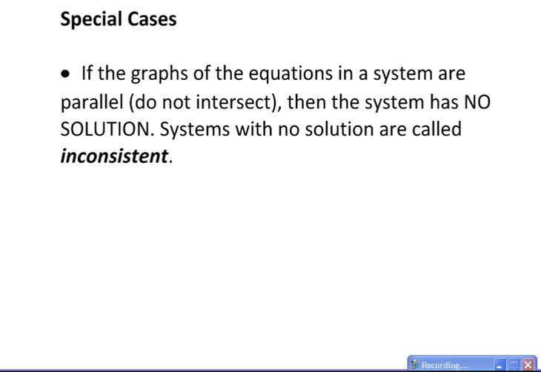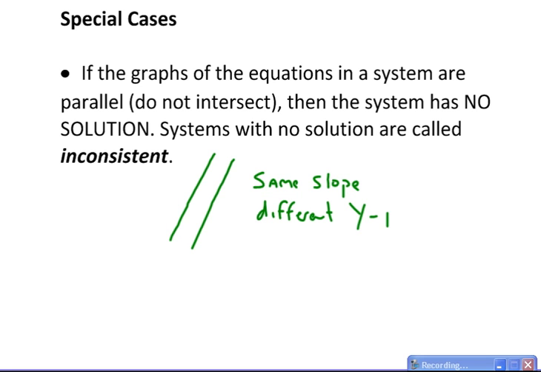There's some special cases that you need to know about. If the graphs of the equations in a system are parallel and do not intersect, then they have no solution. Systems with no solution are inconsistent. So if you had two lines, they have the same slope, different y-intercepts. Okay?